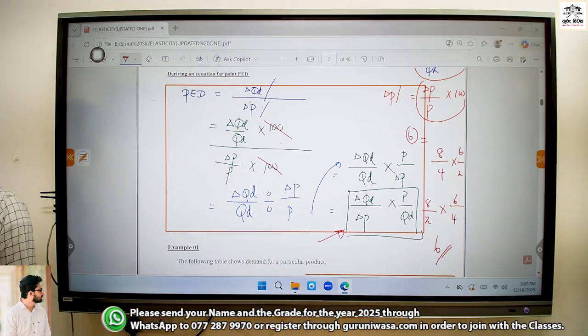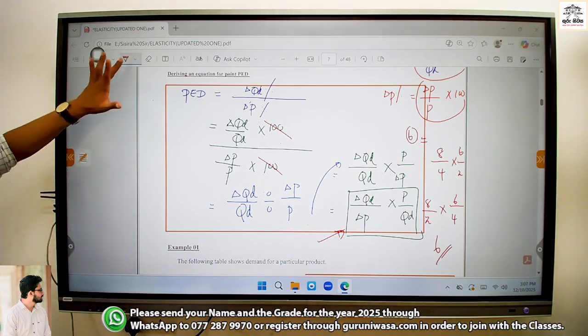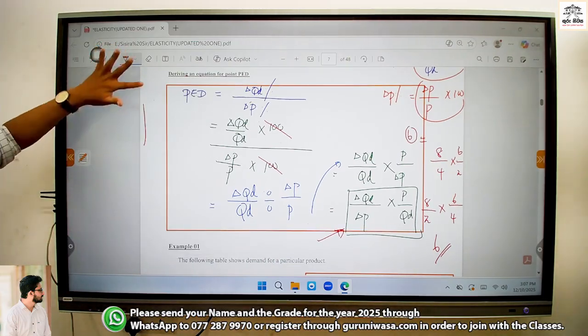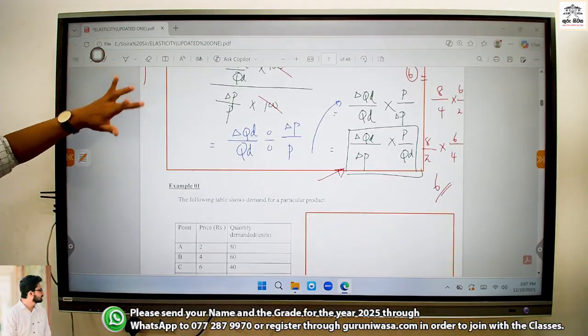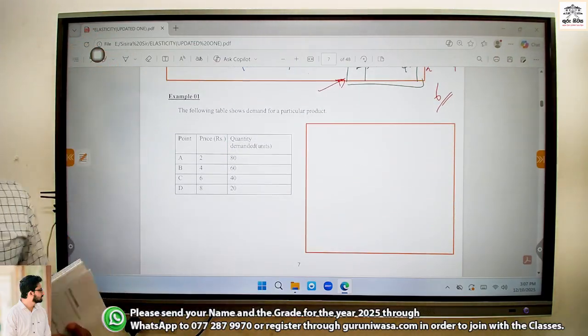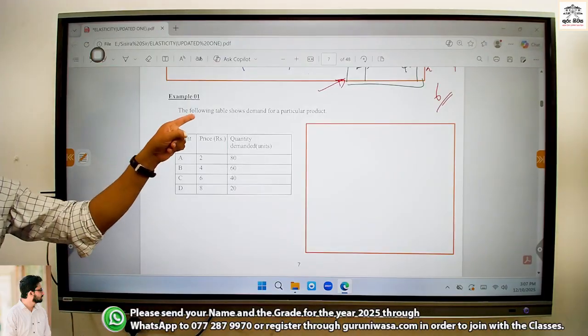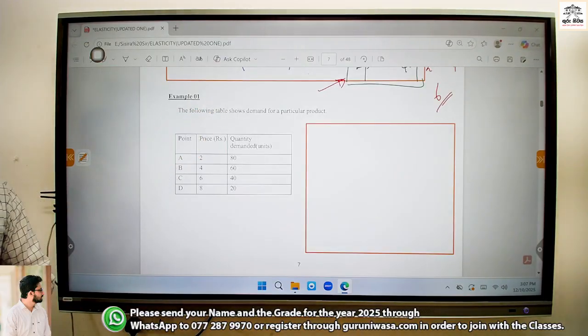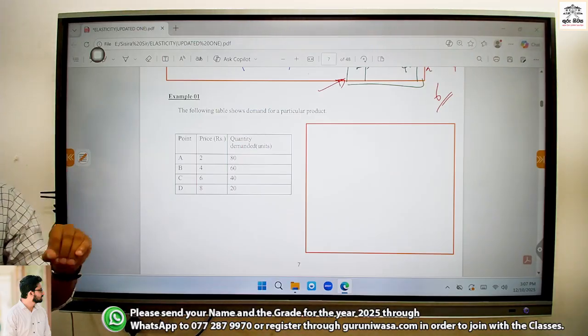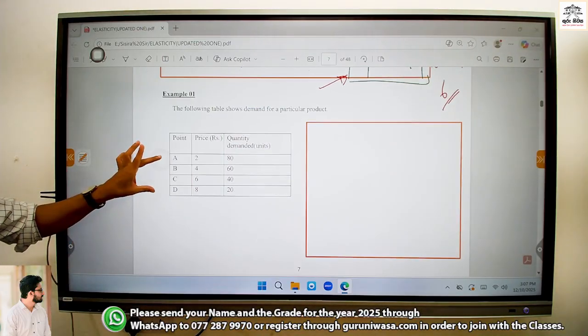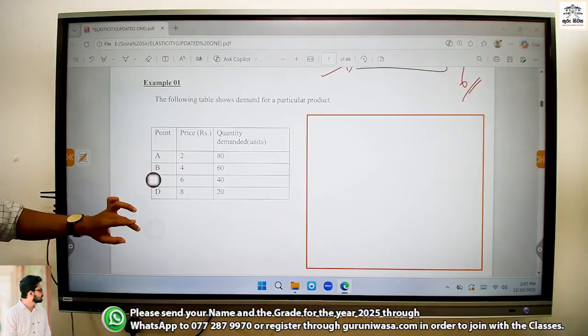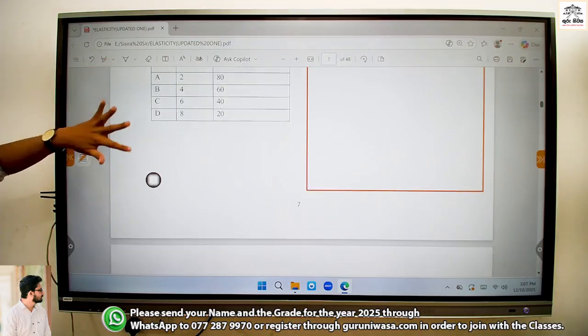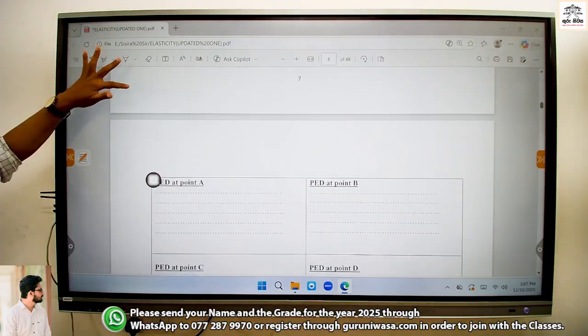First example, example number 1. I'm going to practice more questions regarding point price elasticity of demand. Here we go. Read the question. The following table shows demand for a particular product, and you have been given 4 points: price and quantity demanded. I want you to calculate price elasticity of demand at point A.